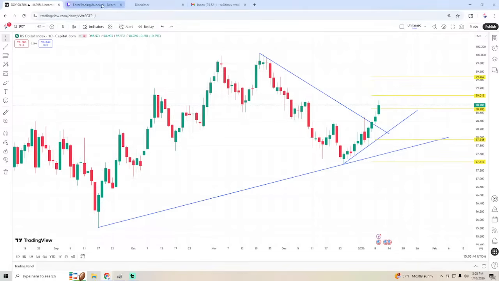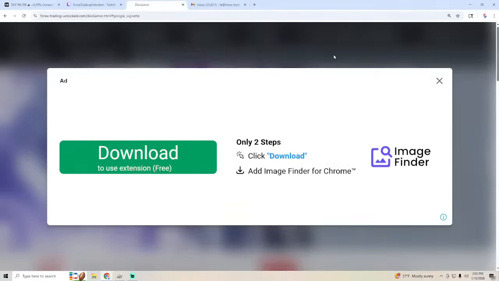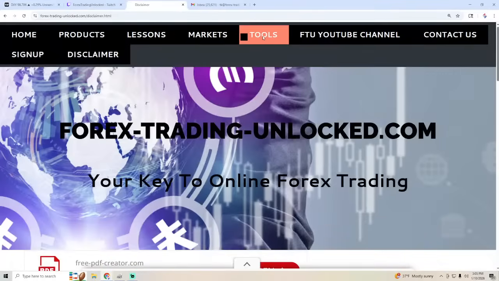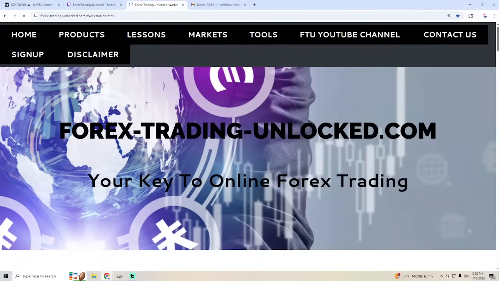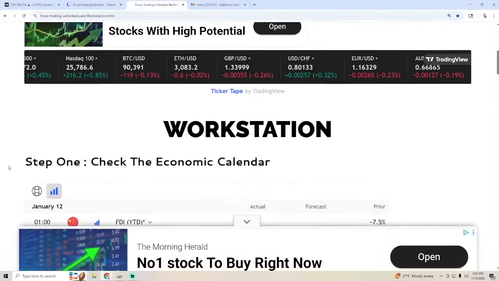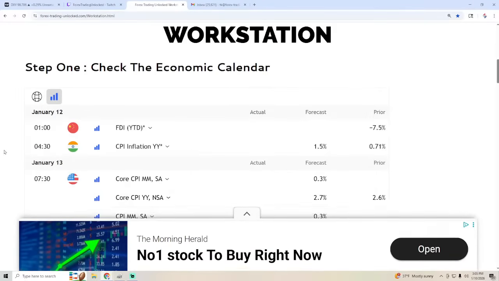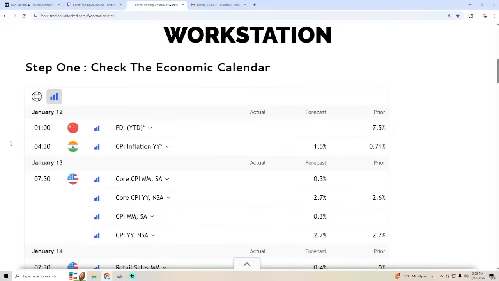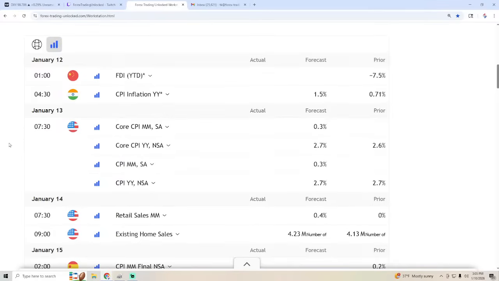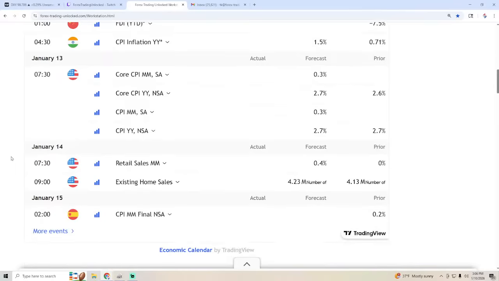Now, one thing you can always make sure to do is to use market tools. You go to our Forex Trading Unlocked workstation page, and we have our calendar pulled up here. As far as what we have to look forward to in numbers, on January 13th we have core CPI. That's going to be a big deal for the dollar as well as for interest rates. Interest rates are a function of currency pricing, so that's going to be a big deal. And then on the 14th we have retail sales and existing home sales.